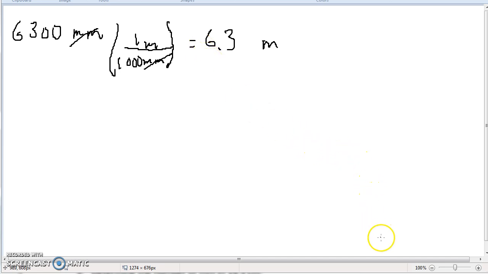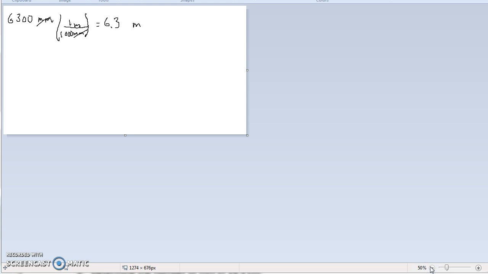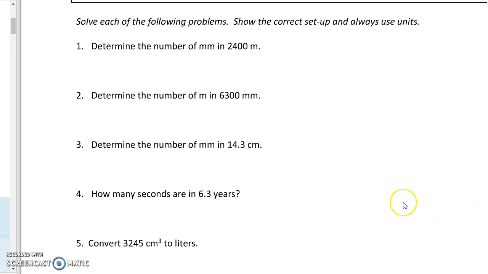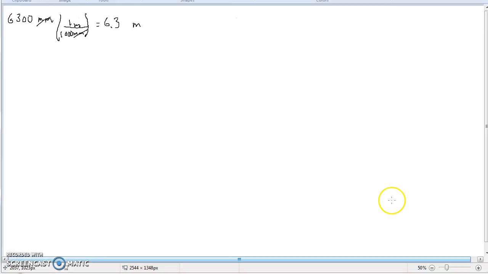Let me make this a little smaller here. Okay, maybe I can get some better resolution. That was number 2. I'm going to do number 4 now. How many seconds are there in 6.3 years? This one requires you to use your common sense. So 6.3 years.